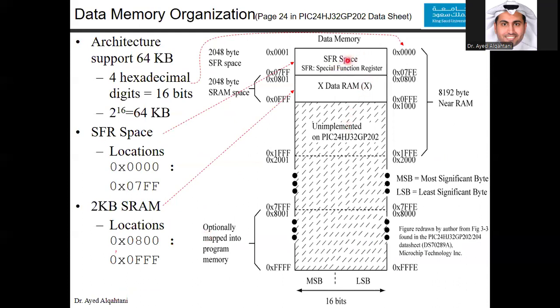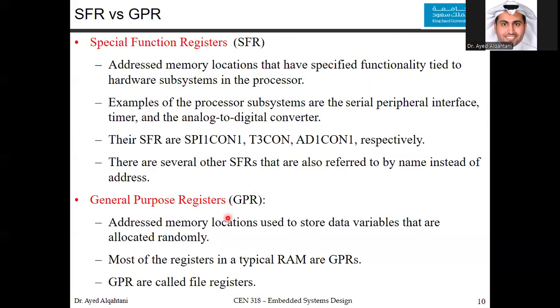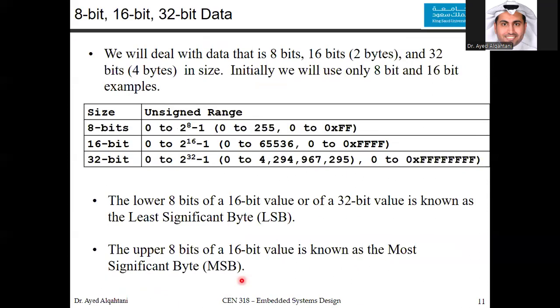So this is basically the SFR, and here we have the GPR. Most of the registers in a typical RAM are GPRs, and GPRs are sometimes called file registers.